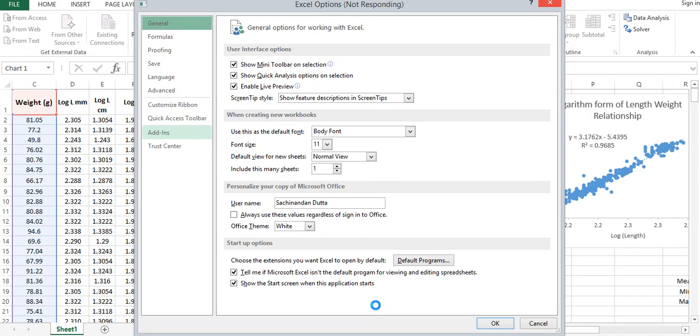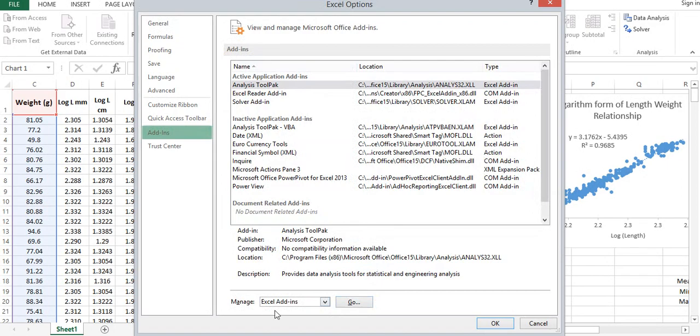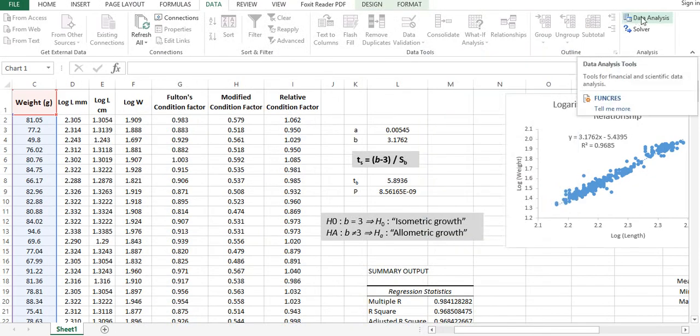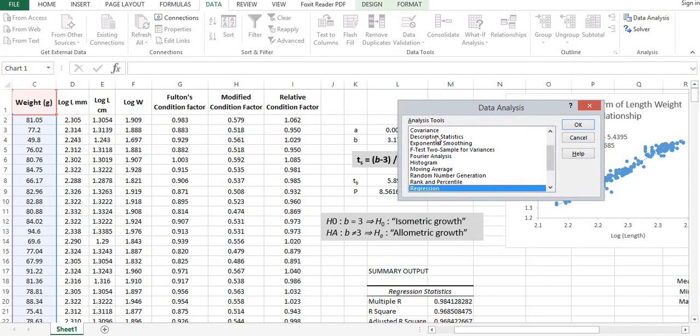Here in the Excel add-ins, you have to see that the Analysis ToolPak is ticked. From this Data Analysis ToolPak you can also do lots of different kinds of statistical analysis, from descriptive statistics to different types of t-test and ANOVA, one-way ANOVA, two-way ANOVA, one-sample t-test, two-sample t-test, paired and unpaired, then correlation. Here we'll basically use regression, and then click OK.